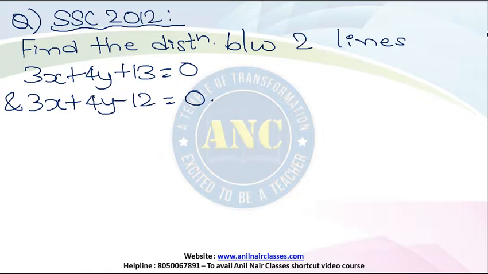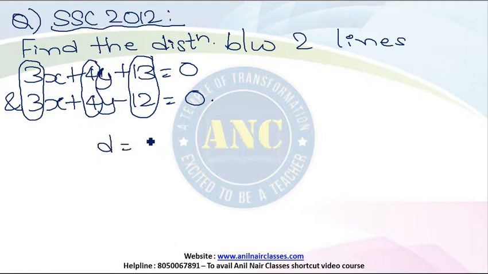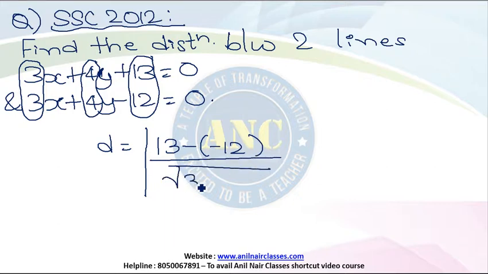They don't need to mention, because can I say that x coefficient in both the equations is same, y coefficient in both the equations is same, constant values in both the equations are different. Definitely they are nothing but parallel lines. So distance is nothing but C1 minus C2 or C2 minus C1. It is 13 minus of minus 12 divided by root of a square plus b square.